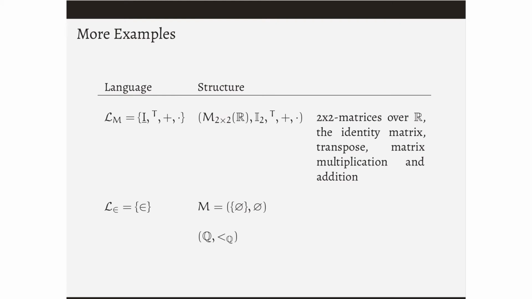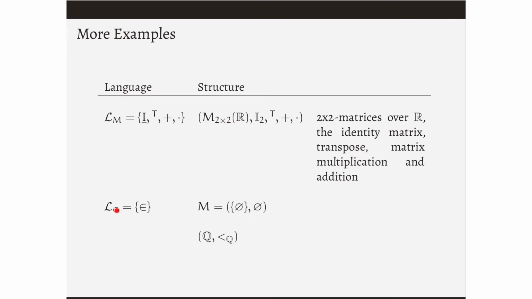Let's look at a few more examples. So here we have a language of matrices. Constant symbol, remember, unary function. And those two were binary function. And then, of course, a standard structure for that language would be, for example, the real-valued 2 by 2 matrices. We interpret the constant symbol as the 2 by 2 identity matrix. T would then be interpreted as matrix transposition, right? The transpose. And those two symbols would be interpreted as matrix multiplication and addition.